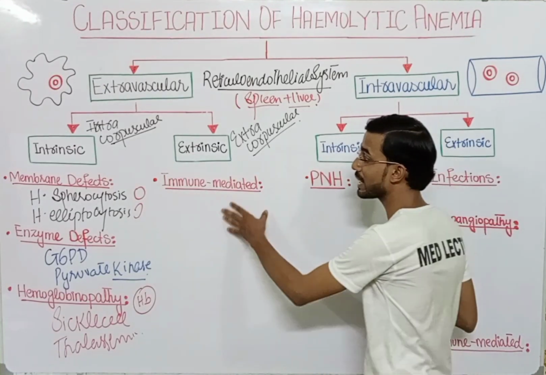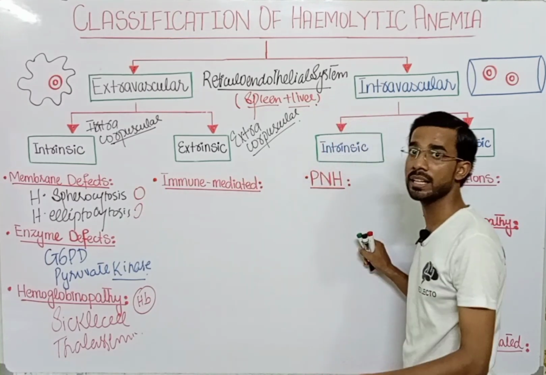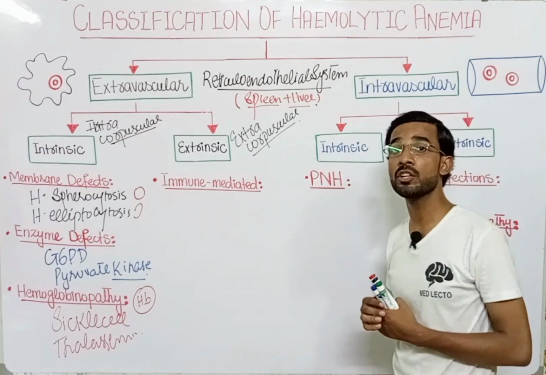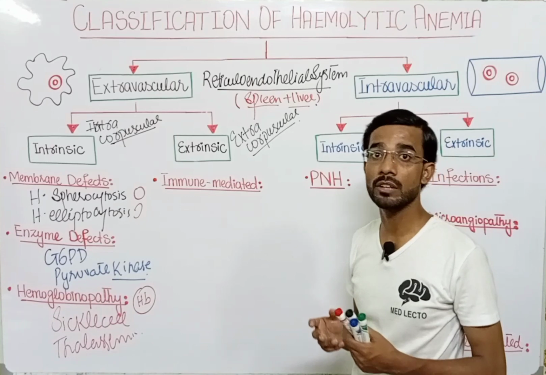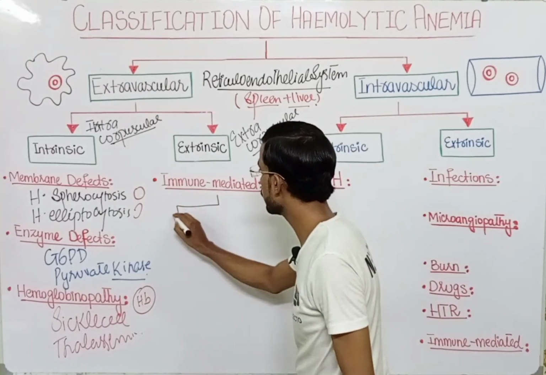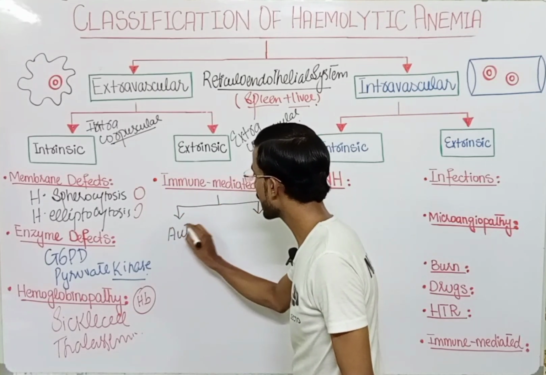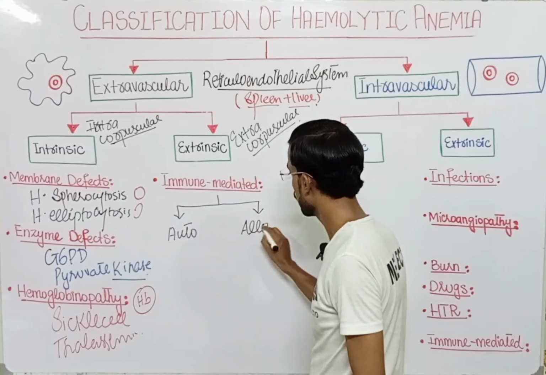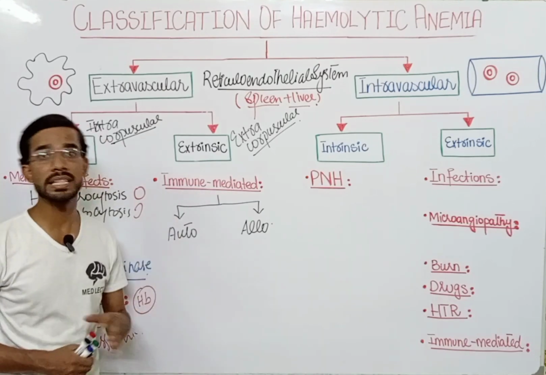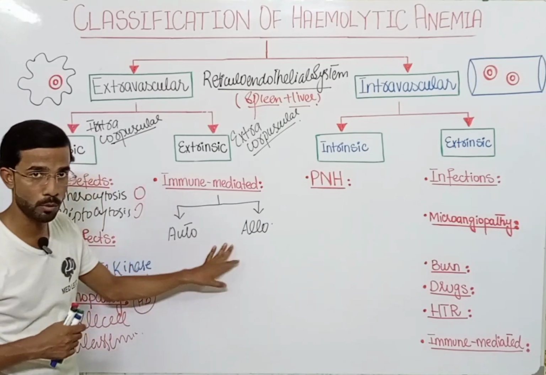These are defects inside the RBCs. When we see a defect outside, it is called an extrinsic defect. The first one is immune mediated. Whenever you hear the word immune, it means we are talking about antibodies. In that situation, we categorize immune mediated into two: autoimmune and alloimmune. In autoimmune, antibodies are produced against the RBCs, and in allo, the antibodies come from outside the body.